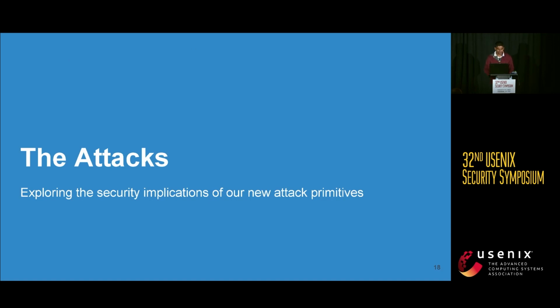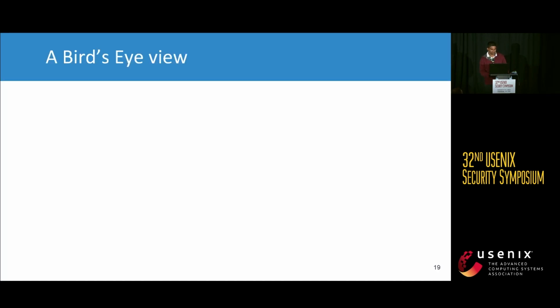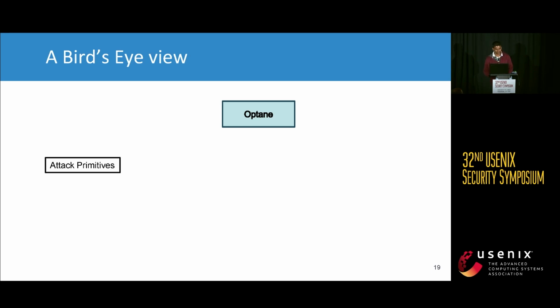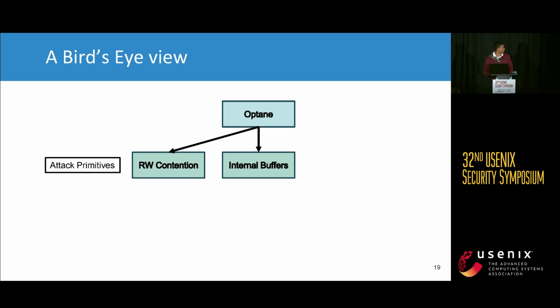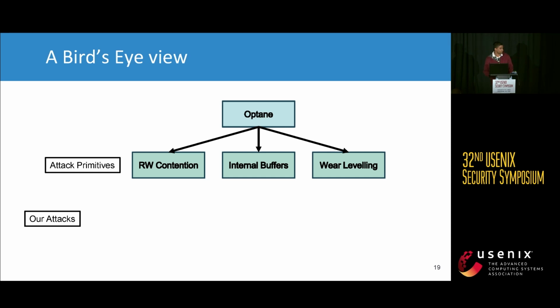So now that I showed you our reverse engineering experiments, I want to show you how we use these to construct attacks. So here's a bird's eye view of our attacks. We reverse engineered Optane to get more internal details. These are sources of vulnerabilities, which we call attack primitives. First, we have the read-write contention that I showed you before. Then we have our internal buffers. And finally, we have the wear leveling mechanism that I talked about. And using these, we construct 4 attacks in our paper.